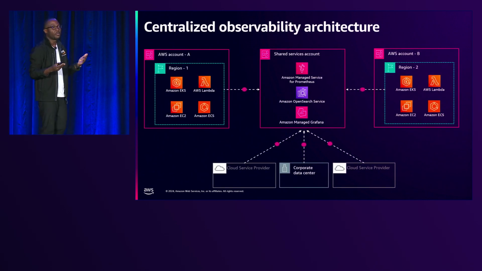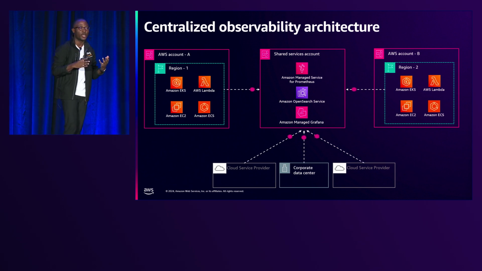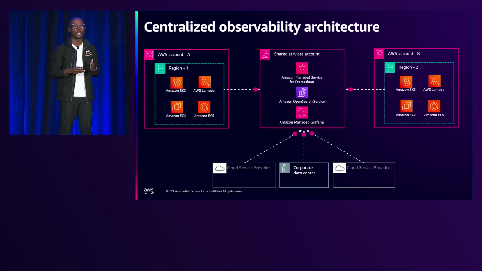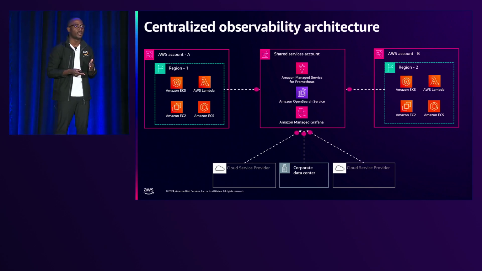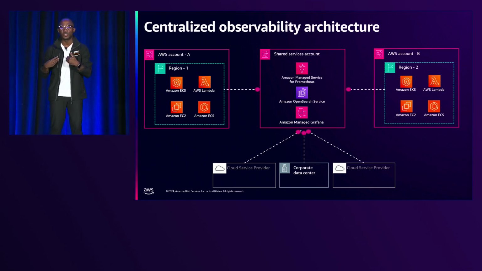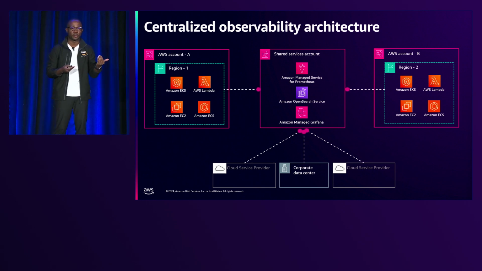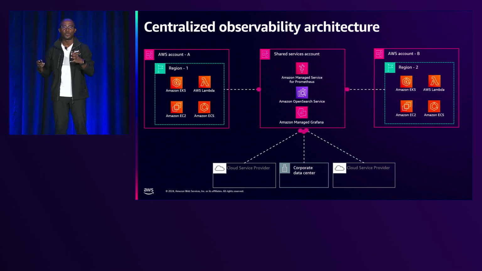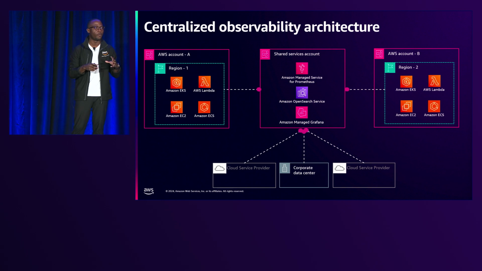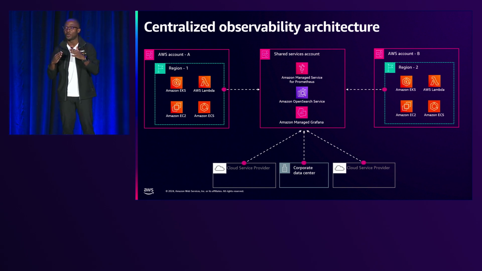Something we have seen, because we usually recommend customers to run their application across multiple accounts, or sometimes you have requirements to run your application across multiple regions, and sometimes even on your own data centers, on different cloud providers as well. We can meet you there. You can run all of this collection architecture and centralize your observability into AWS.